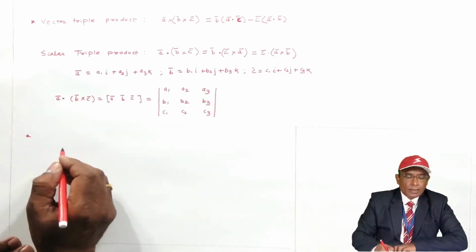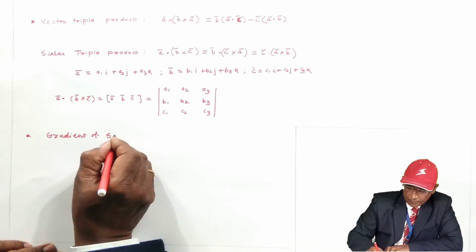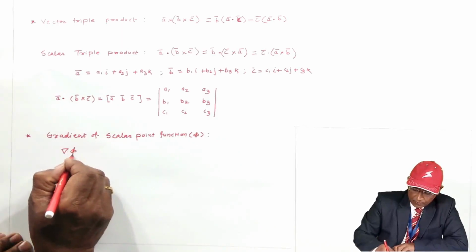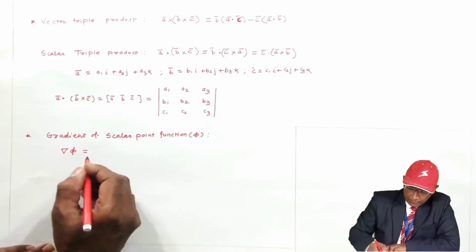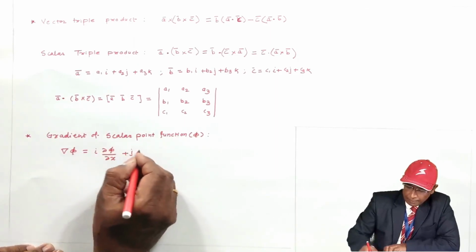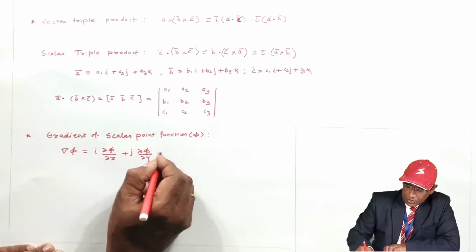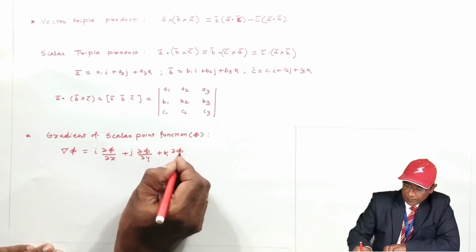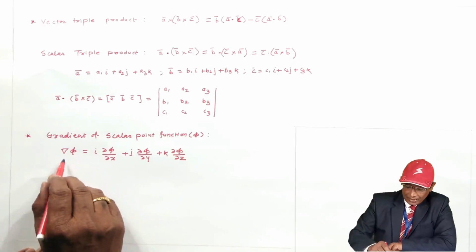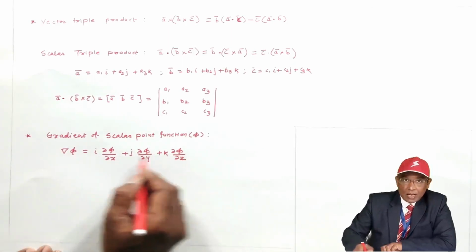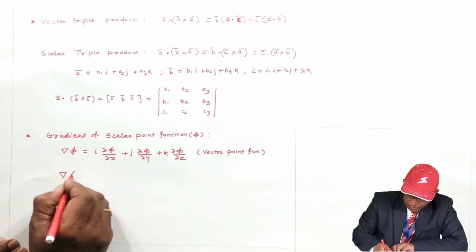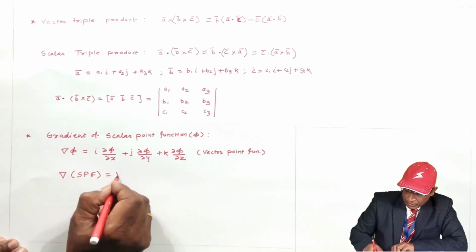Now the gradient of scalar point function. What is the gradient of a scalar point function? It is denoted as del phi. Del phi is i del phi by del x plus j del phi by del y plus k del phi by del z. This is the gradient of a scalar point function. Phi is a scalar point function, but if you take the gradient of phi, the ijk's are present. It is a vector point function. In short, when you take the gradient of a scalar point function, you get a vector point function.